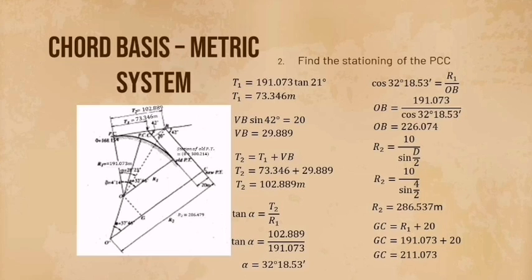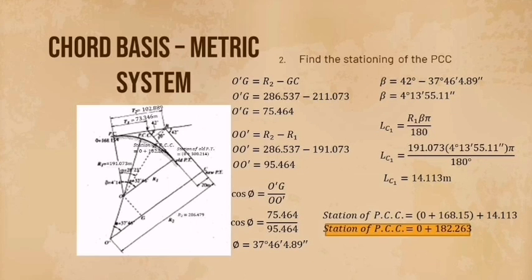the one from the chord basis metric system, R2 equals 10 over sin of degree over 2. So our degree is 4. After we compute that, we'll get the answer of radius 2 equals 286.537 m. So that's it. And for the GC equals R1, radius 1, plus 20. Our value of radius 1 is 191.073 plus 20. After we add them, we will get the value of 211.073 as the value of GC.